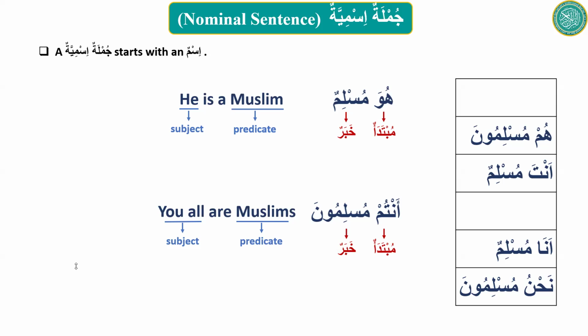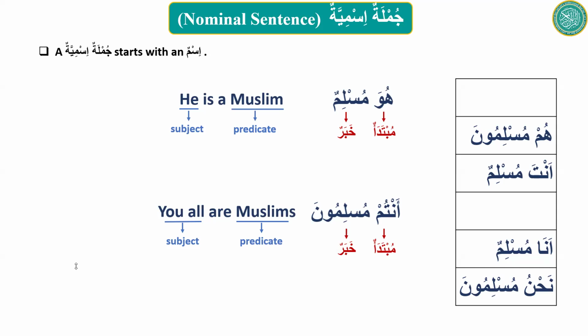What is the status? It's rafa because it is a detached pronoun, so it is proper. So Antum, as you said, is a proper noun and it is rafa. Is it singular or plural? It's plural, sir. Muslimuna, is it common or proper? It's common, sir. What is its status? Rafa. So both Antum and Muslimuna are rafa? Yes, sir.